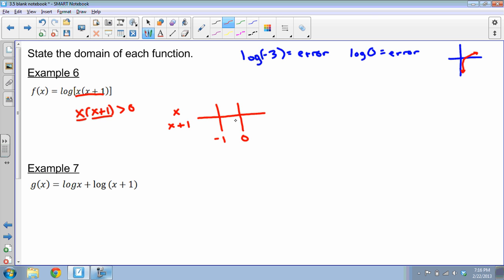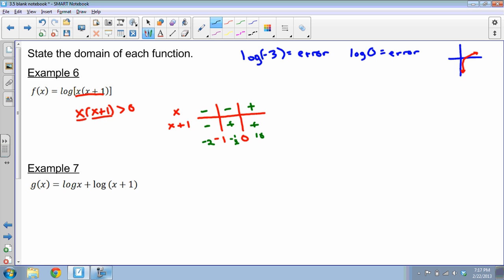What we do is plug in a number like -2. If I plug in -2 for x here, I get a negative. If I plug in -2 here, -2 plus 1, I get a negative. Then we plug in something in between, between -1 and 0, something like -1/2. If I plug that in on the top, for this x, I get a negative. If I plug it in on the bottom, I get a positive. Then I plug in some number over here, which could be any number really. Let's pick 10. That gives me a positive on top and a positive on the bottom.